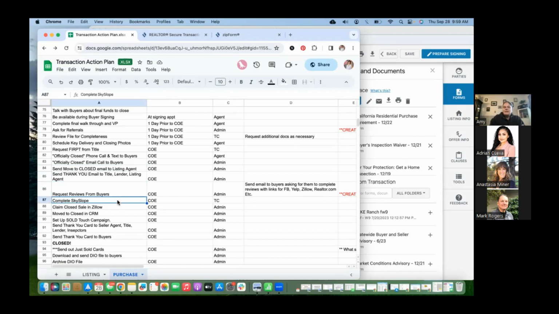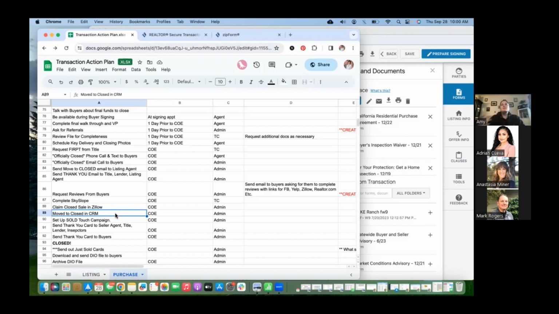Complete your SkySlope file. Now you should have everything in there ready to go. You can claim that closed sale on Zillow. So as a buyer's agent, if you go into Zillow, you can create a free Zillow account, and then you can log into the agent hub. If you click on your name, it'll say closed sales. You can click on that and then you can claim the sale. You have to put in the address, the date of the close of escrow, and the sales price. And then it'll show up under your past sales on Zillow. So an important step there because people are always looking everywhere at your information.